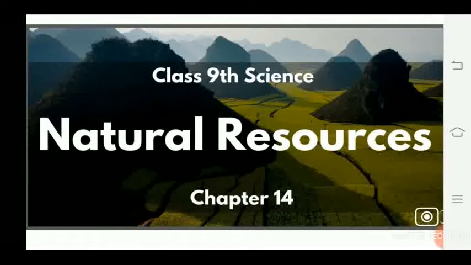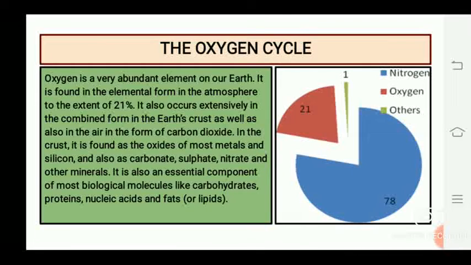Today we will do the last topic of lesson 14, that is natural resources, and the topic is the oxygen cycle. As we all know, oxygen is a very abundant element on our earth. It is found in the elemental form in the atmosphere and the percentage is 21%.